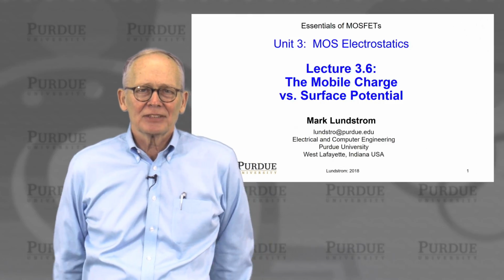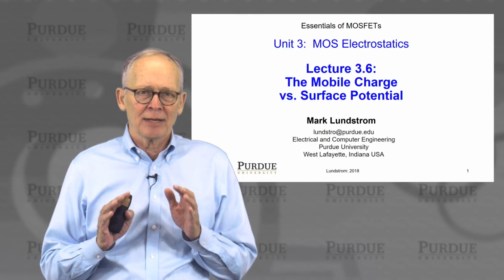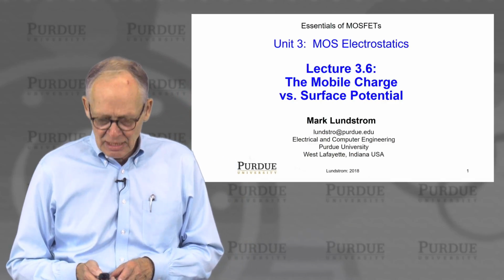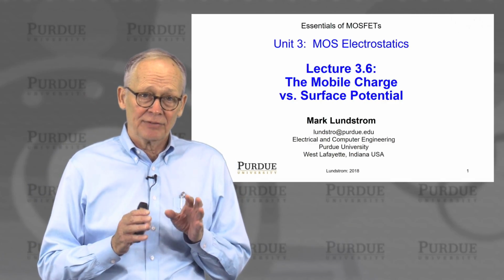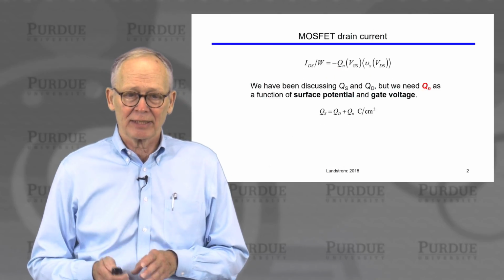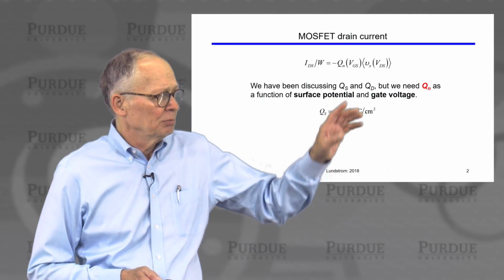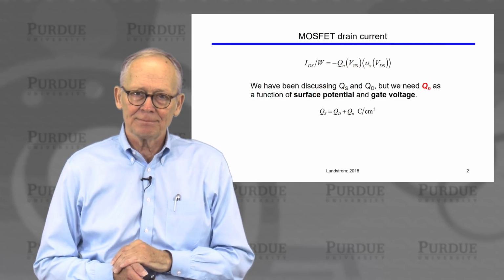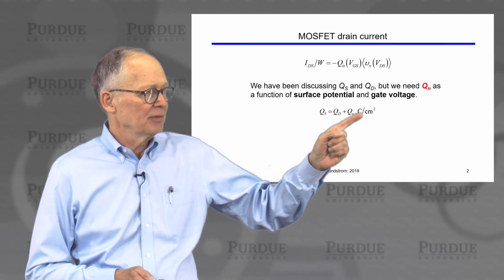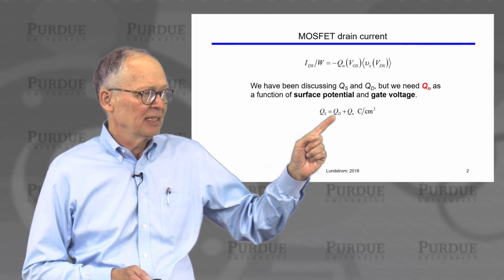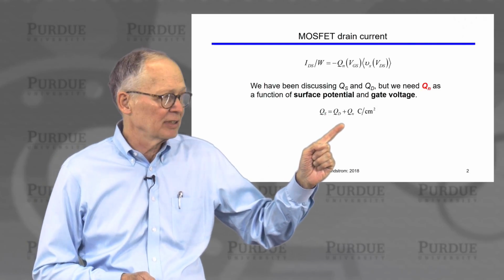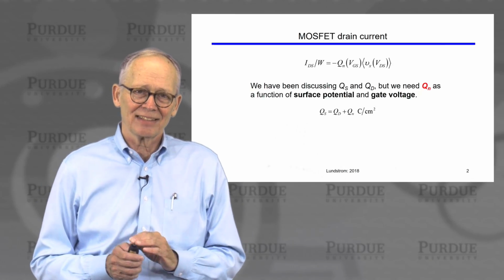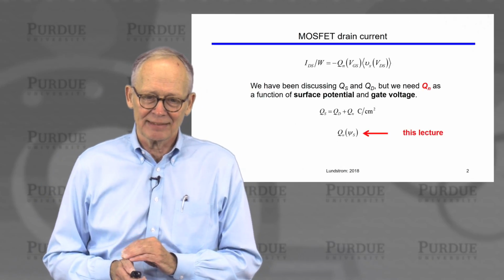Okay, so let's talk about the mobile charge in an MOS system, the charge that carries the current in a MOSFET. In this lecture, we'll see how it varies with the surface potential of the semiconductor. So, current is proportional to charge times velocity, and the charge in the semiconductor is two types. The depletion charge, which we've seen before and discussed, and the mobile charge in the inversion layer, which we have not said a lot about. That's our focus in this lecture.